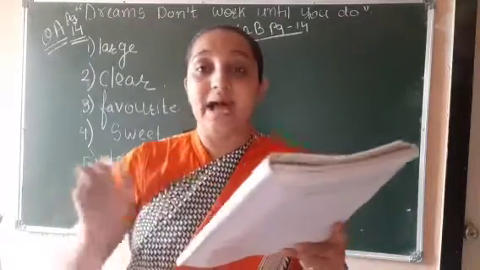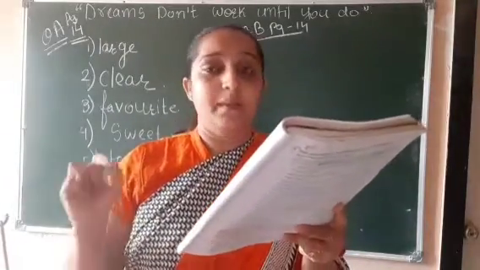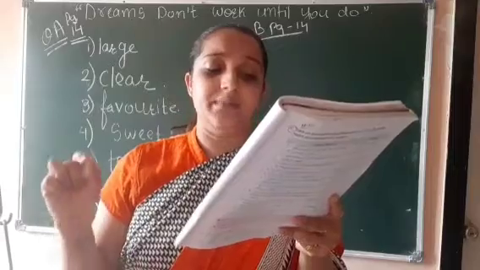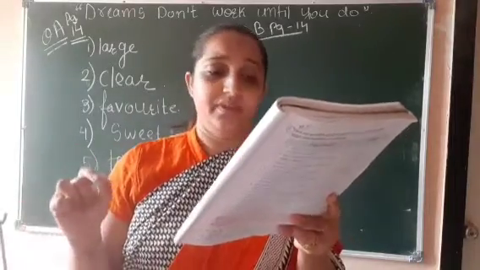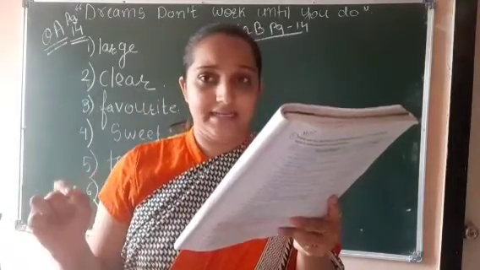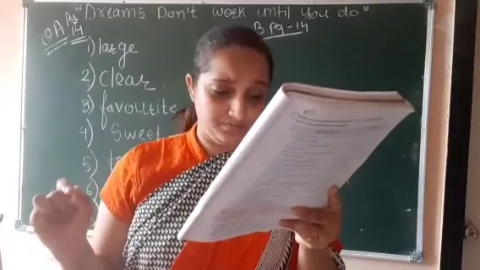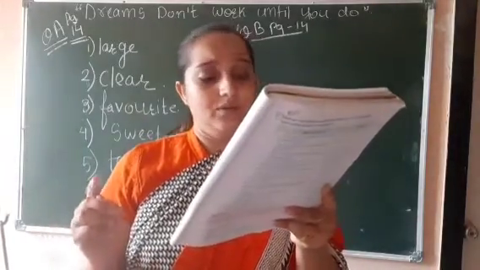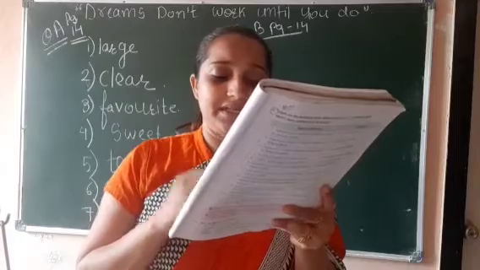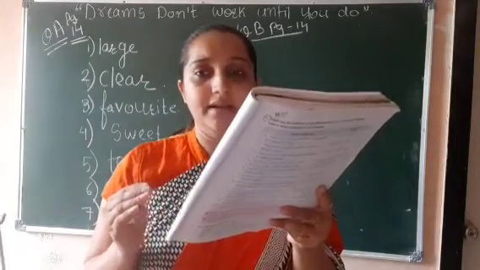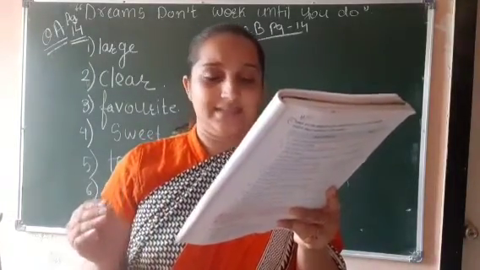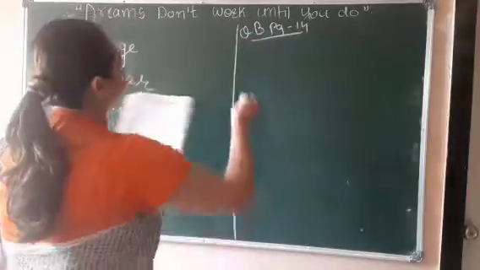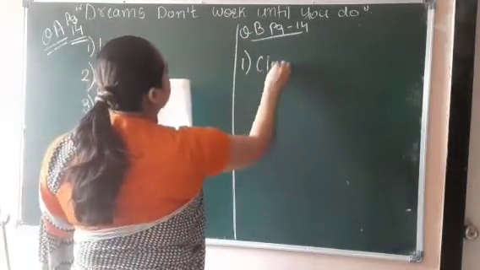Okay students, now question number B, match the adjectives with suitable noun. What we have to do, we have to add the adjectives with suitable noun. Okay, on the A side they have given adjectives, on the B side they have given nouns. Okay, so let's start. First one, closer.